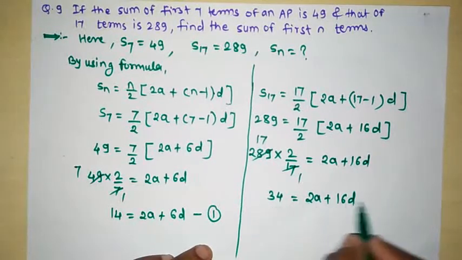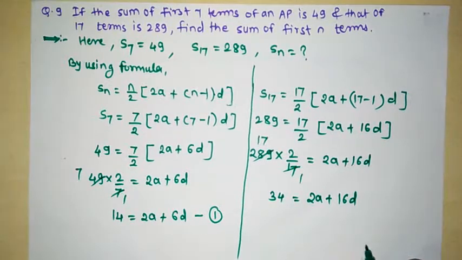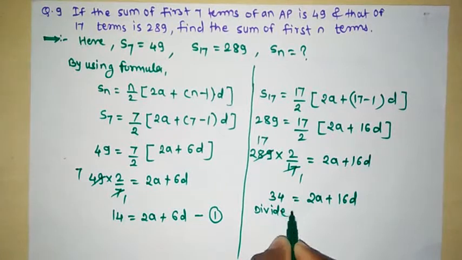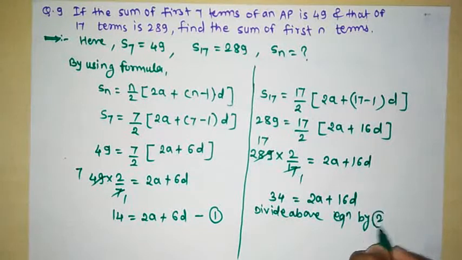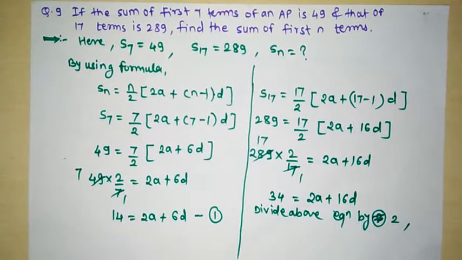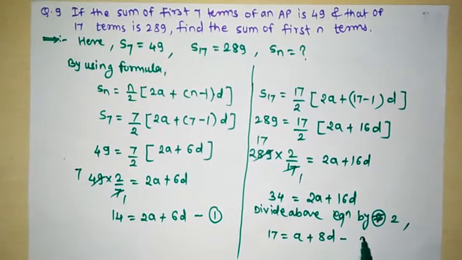Now see here, this whole equation can be divided by 2. All the coefficients, 34, 2 and 16, are divisible by 2. Therefore we can divide the whole equation by 2. 34 divided by 2 is equal to 17. 2a divided by 2 becomes a. 16d divided by 2 is 8d. Mark this as equation number 2.